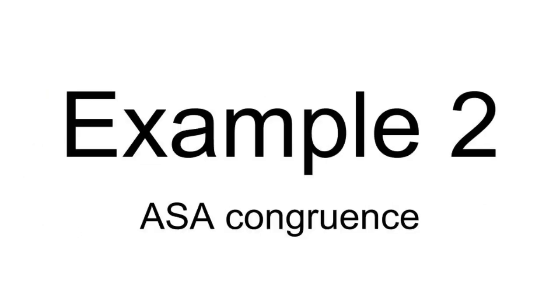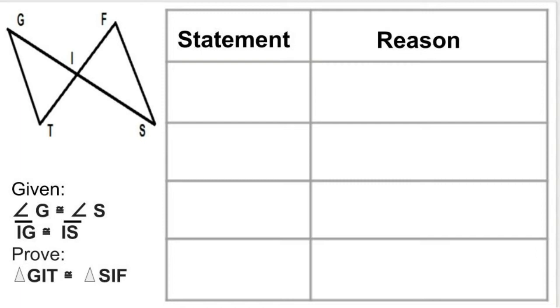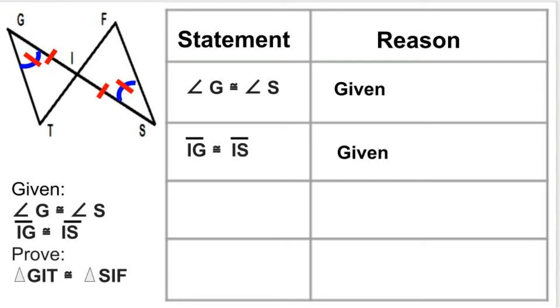Example number 2. Given: angle G is congruent to angle S, segment IG is congruent to segment IS. Prove: triangle GIT is congruent to triangle SIF. Our first statement is angle G is congruent to angle S. The reason is given. The next statement is segment IG is congruent to segment IS.